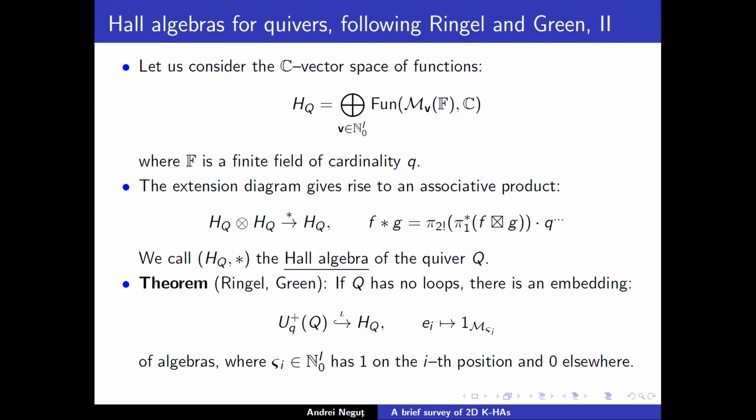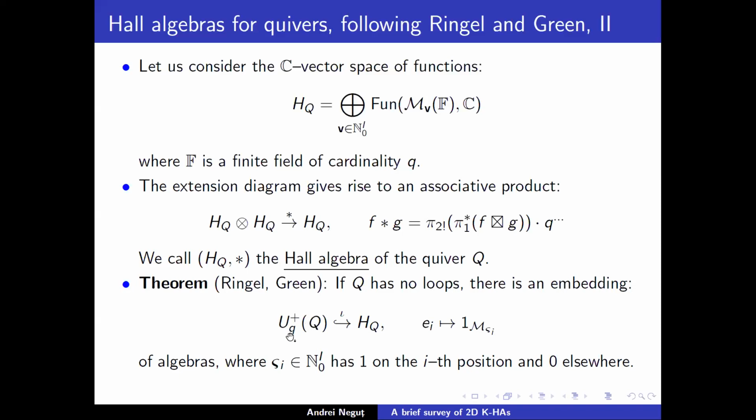in the following sense. If the quiver Q has no loops, meaning it has no edges which start and end at the same vertex, then there is an embedding of algebras from the positive half of the quantum group associated to the positive half of the Drinfeld-Jimbo quantum group associated to the quiver Q.